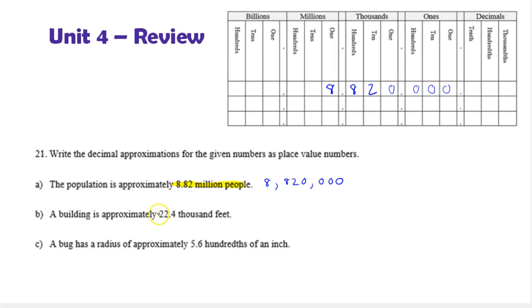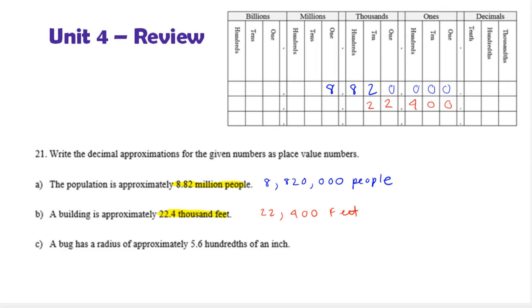A building is approximately 22.4 thousand feet. Okay, I just noticed I should have written people here. Okay, it's now 22.4 thousand feet. So the whole number part is 22, and that's in thousands. So I'm going to go to thousands, and I need 22, so that's 2 10,000s and 2 1,000s. Okay, now the 4 is one place value to the right, so that goes here. And then I'm going to fill in zeros all the way down to the ones place. So 22.4 thousand feet as a place value number is 22,400 feet.